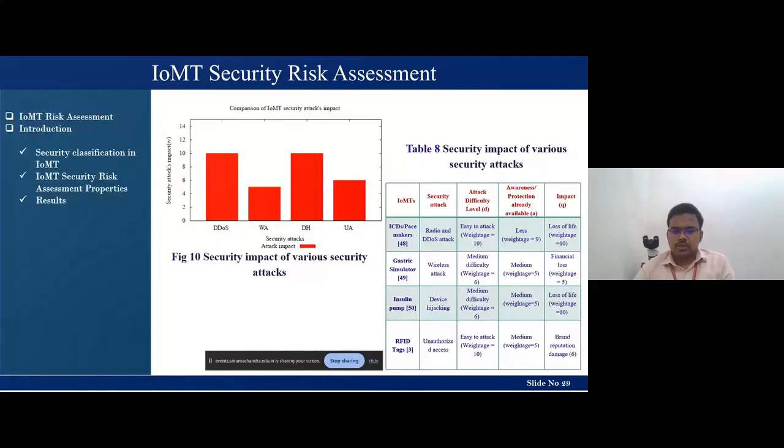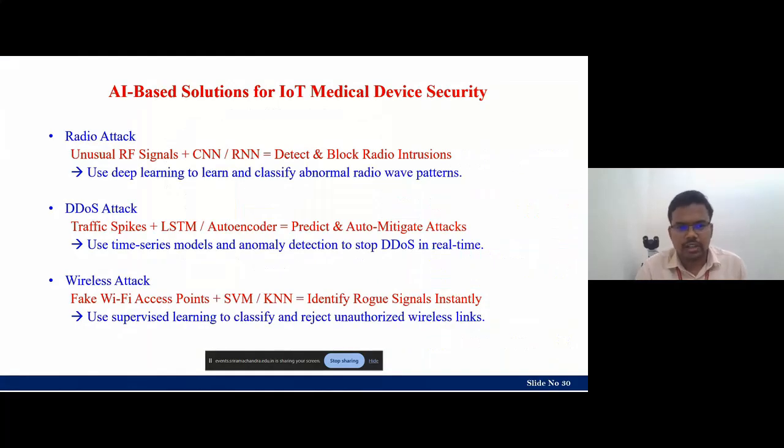Okay. So in this way, we can identify the risk for a particular medical device and its security attack, its impact and risk factor. According to that, we will be able to give the security solution. So finally we come to the theme of our faculty development program: how to leverage artificial intelligence to give concrete security to these kinds of security vulnerabilities on medical devices. All these five major attacks we have analyzed here are mentioned here. That is radio attack, DDoS attack, wireless attack, device hijacking, and unauthorized access.